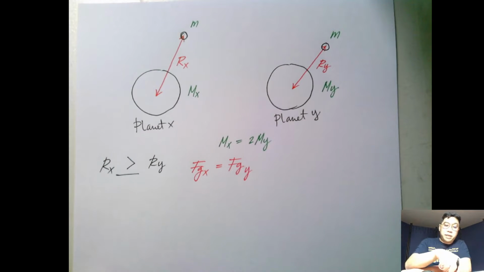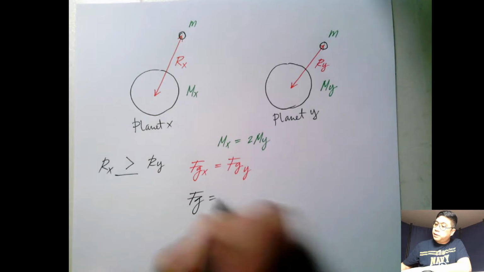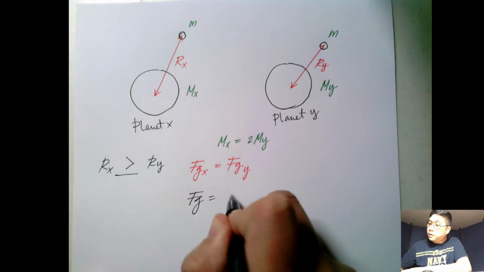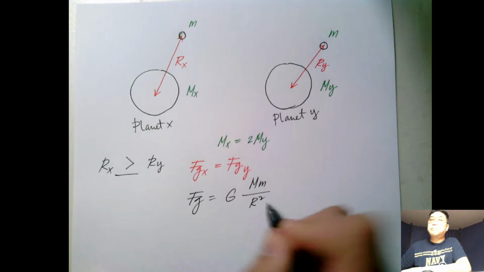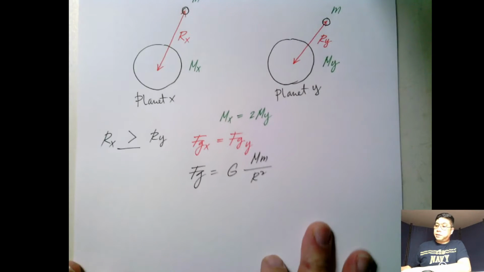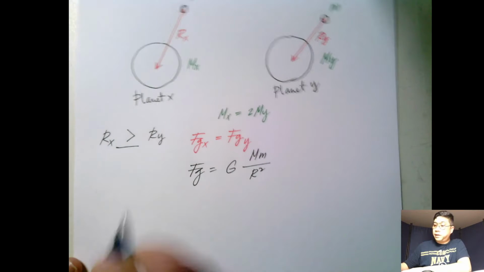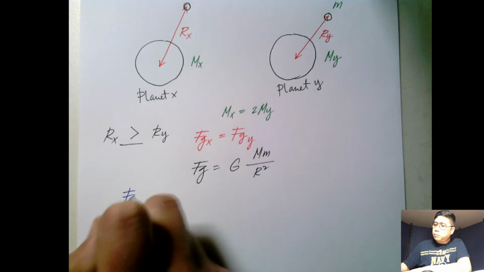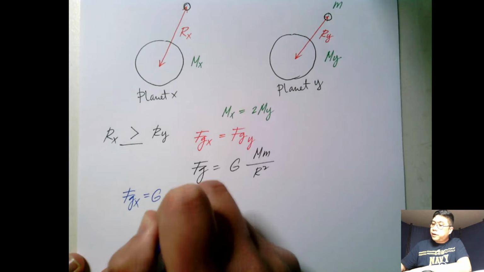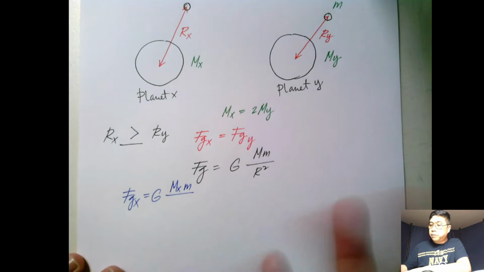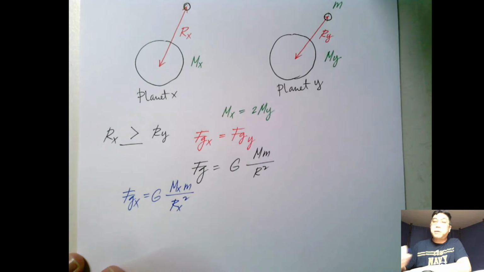So let us begin. Start by using the equation F of g equals G m multiplied by m over r squared. Let us start with F of g on X. The force of gravity between planet X and the satellite is equivalent to G, m of X multiplied by the mass of the satellite, divided by r of X squared.